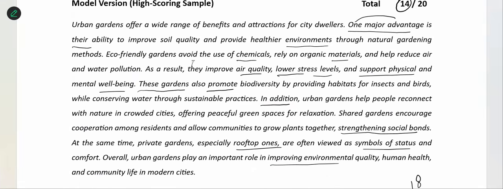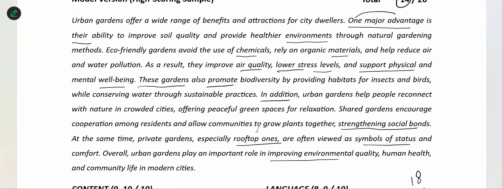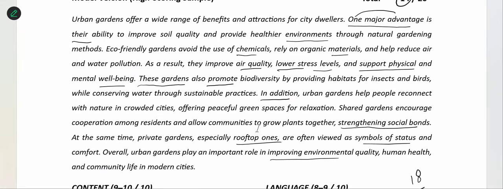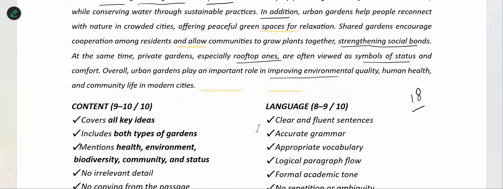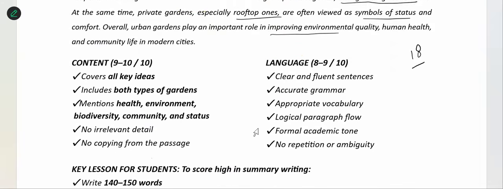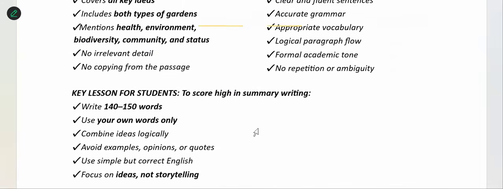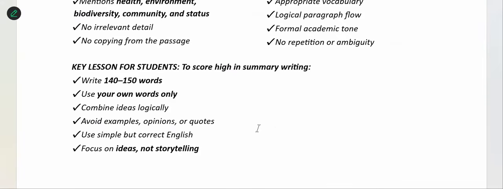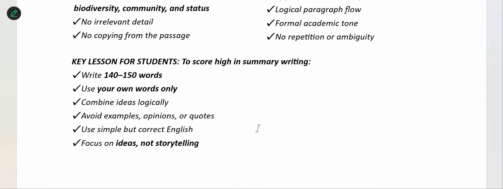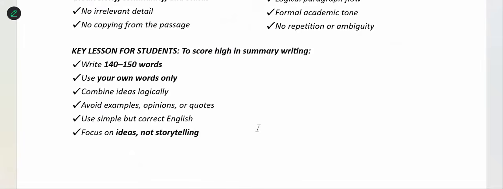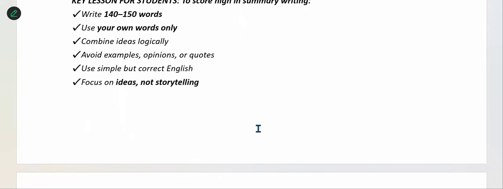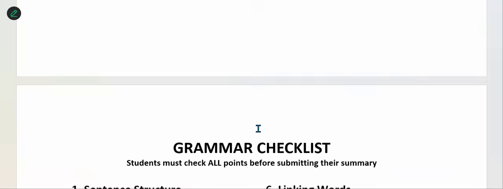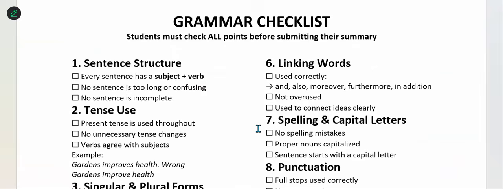And I think I've sent this one to your WhatsApp group as well. Can you imagine this? Well, this is the best one, and obviously he has got a good result as well. So, key lessons for the students to score high in summary writing: write 140 to 150 words, use your own words only, combine ideas logically, avoid examples, opinions, or quotes, use simple but correct English, focus on ideas, not storytelling. And this is the grammar checklist.